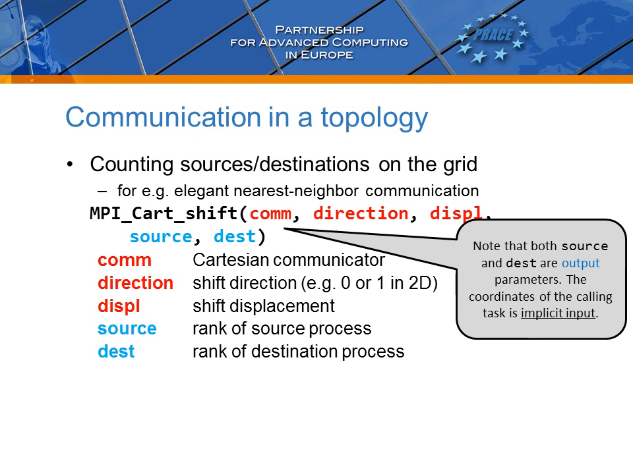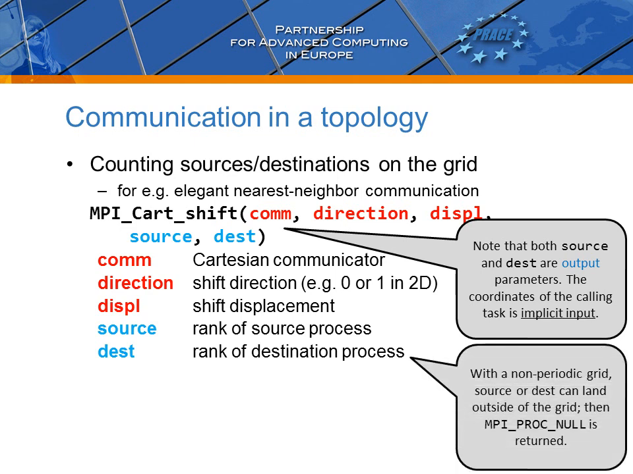If the Cartesian grid was not periodic, and if the source and/or destination for some rank would refer outside the grid, a special value MPI_PROC_NULL would be returned.